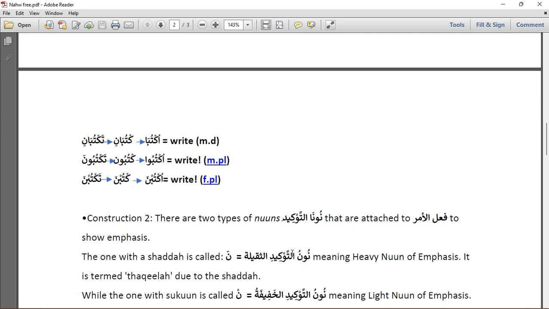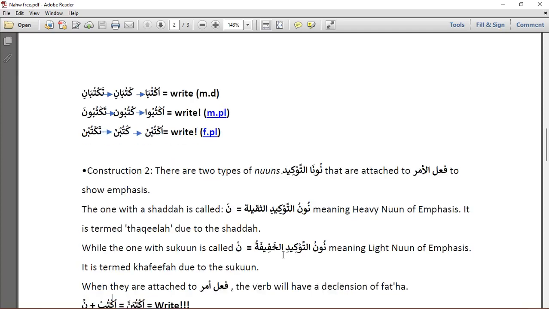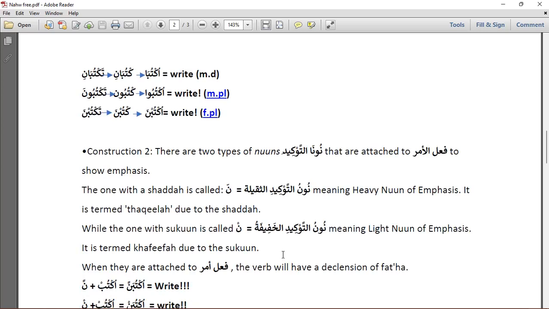The first one is noon at tawkid ath-thaqila, the heavy noon of emphasis. It is denoted with a noon that has shedda, nunul mushaddada. Then the second one is nunu tawkid al-khafifa, the light one. It is just denoted with nunu sakina, a noon taking sukun.